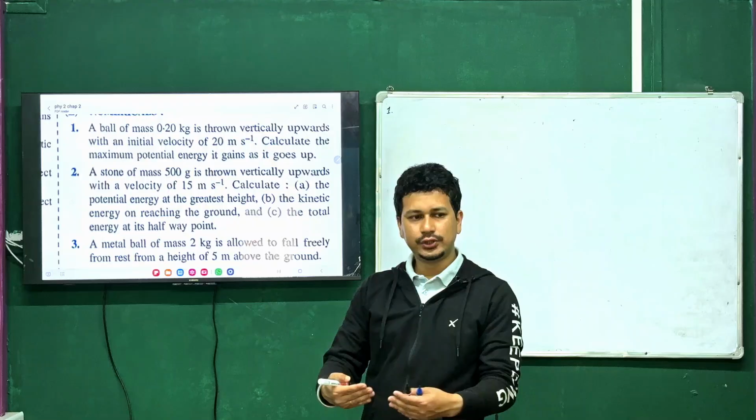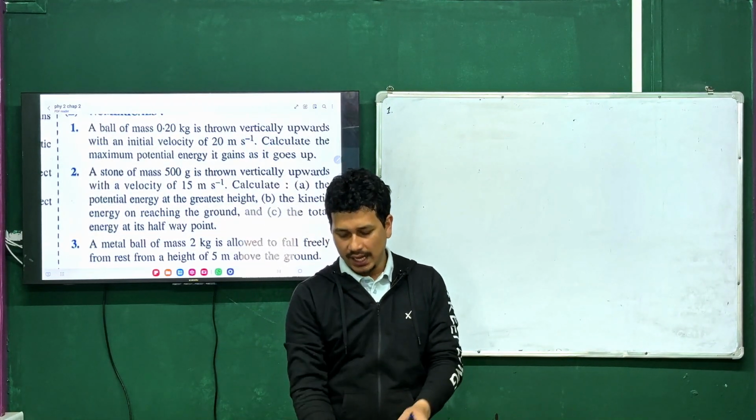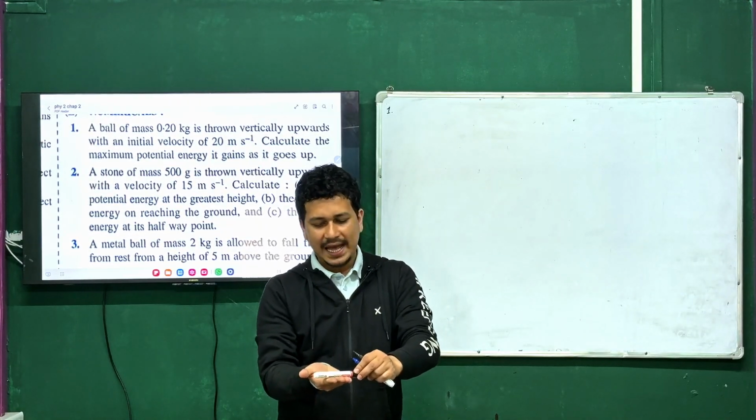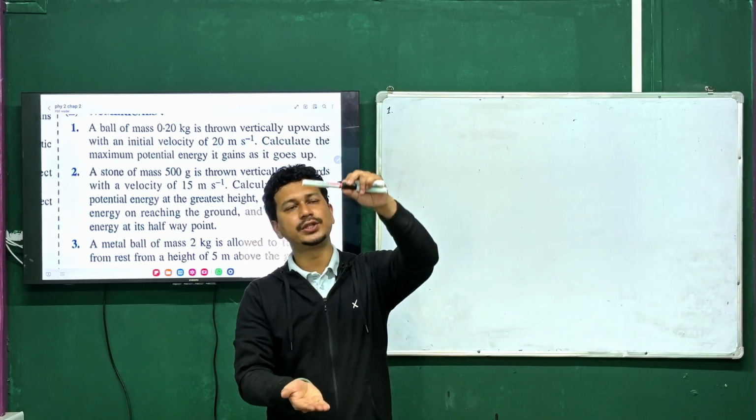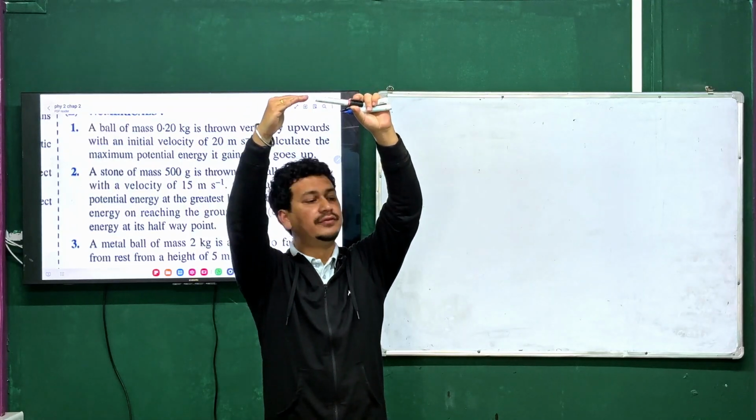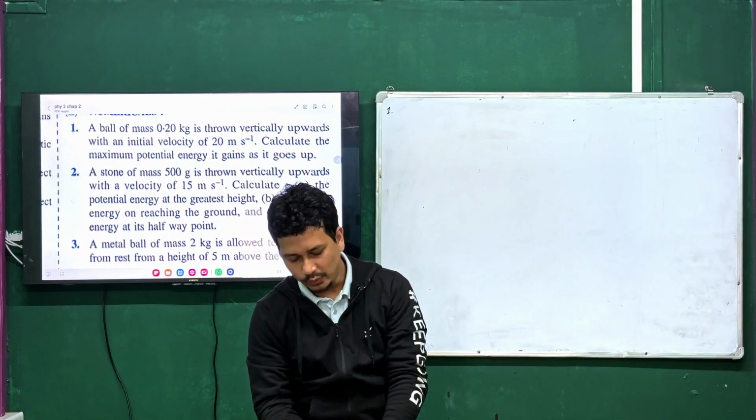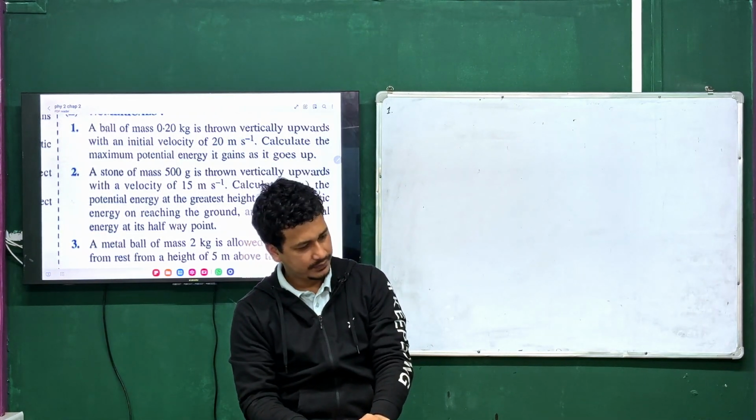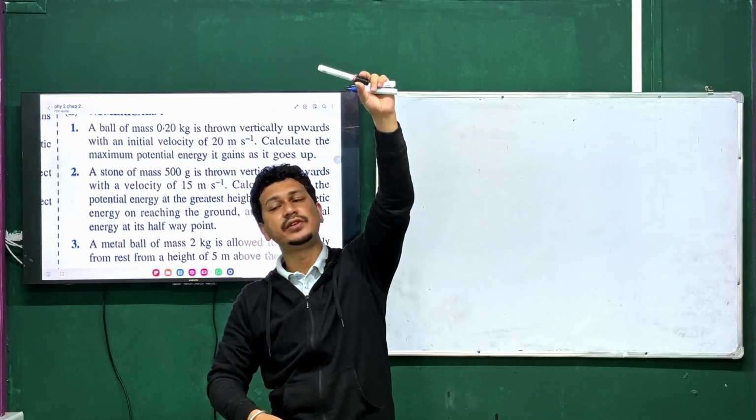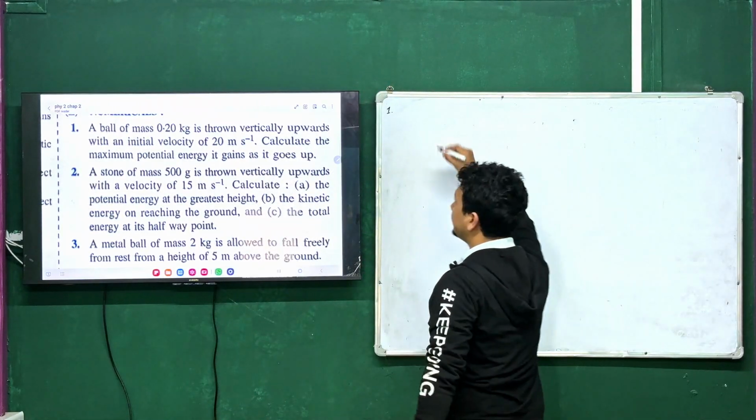But I need you to understand something else. That's why I'm going to do it with a different method. See, when you are throwing it up, what kind of energy are you giving the body? Kinetic energy. And that kinetic energy is being converted to potential energy. At its peak, all the kinetic energy has been converted to potential. That means we can find with what kinetic energy we threw it up. Once we know that, that same kinetic energy was converted to potential. Did you get it? All right. So please write down given.